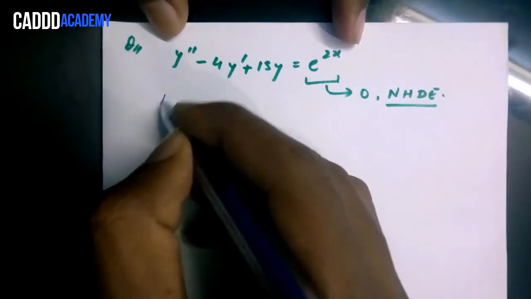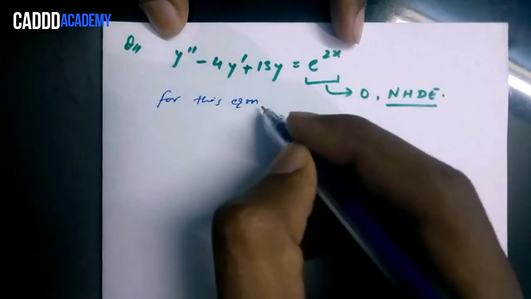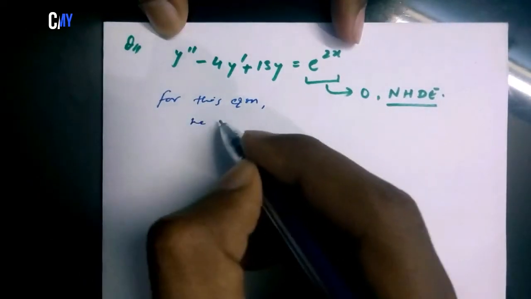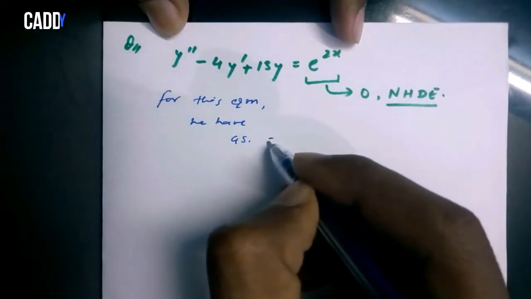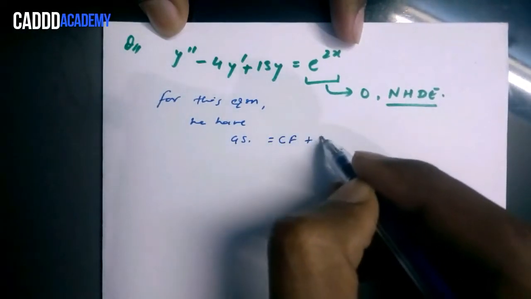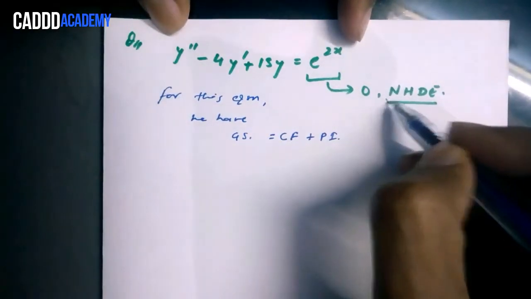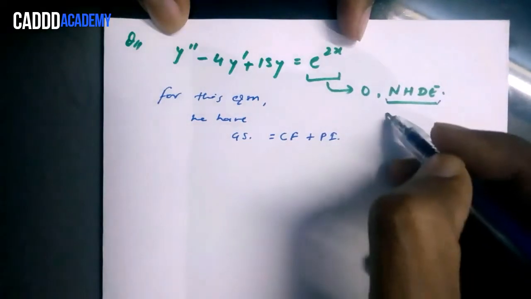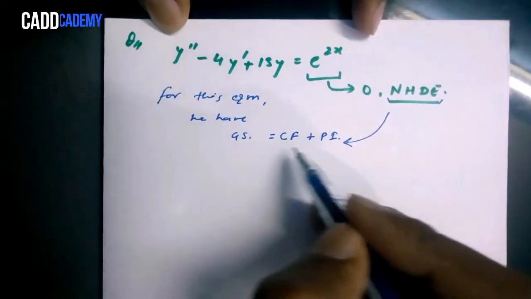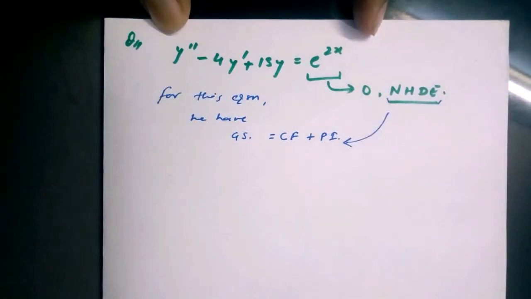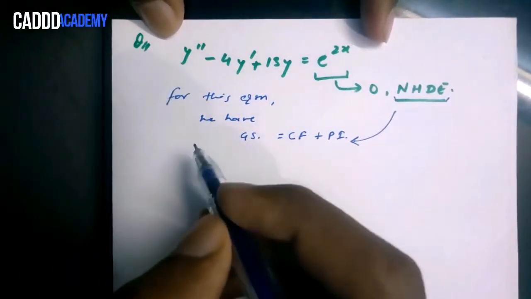For this equation we have the general solution as complementary factor plus particular integral. As this equation is non-homogeneous, there will be a particular integral, and the complete general solution will be complementary factor plus particular integral. We know how to calculate the complementary factor.